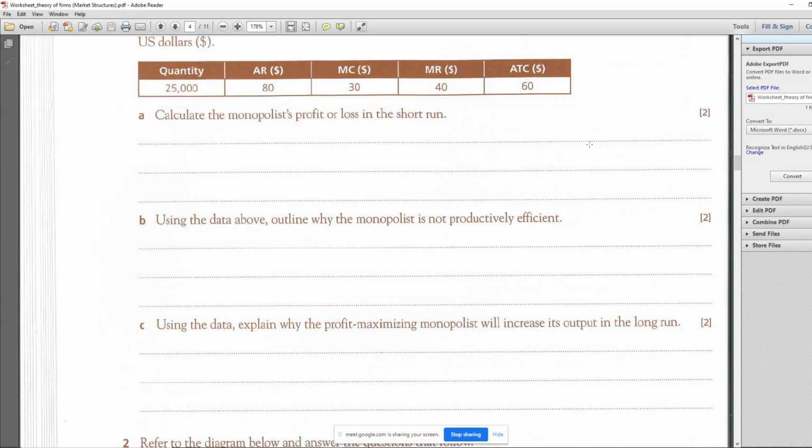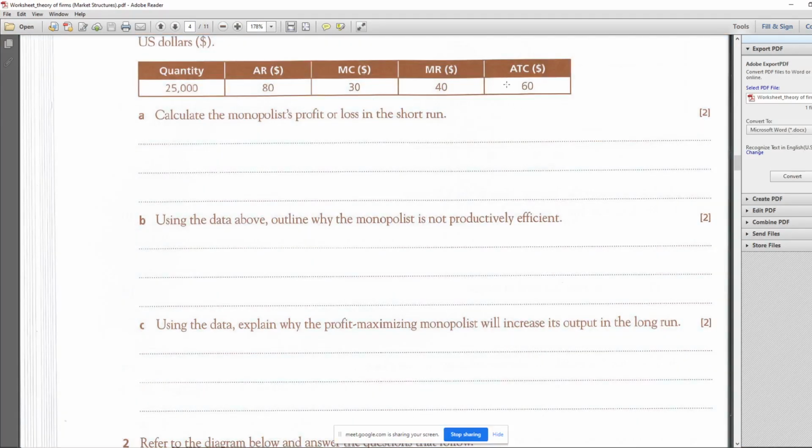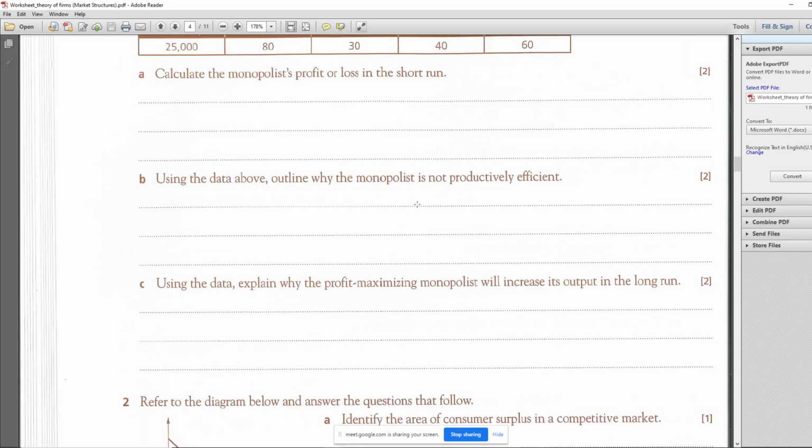Right. If we keep producing, I'm pretty sure the average cost is going to reduce and the MC is going to increase until they are the same. Maybe let's have a wild guess: maybe you will get productive efficiency at 45 or something, right? Something like that.